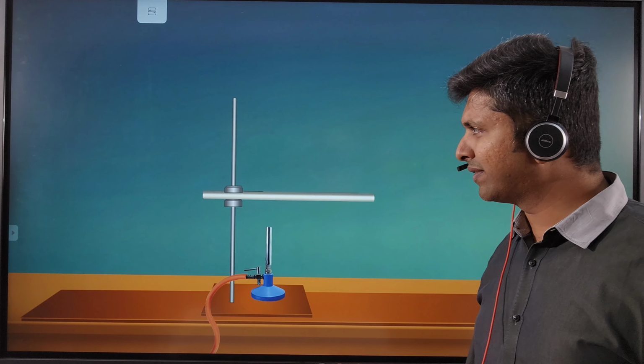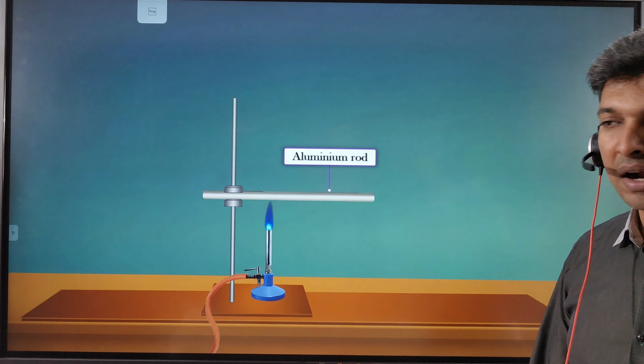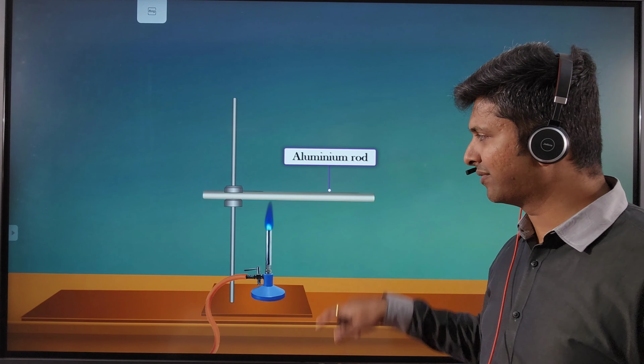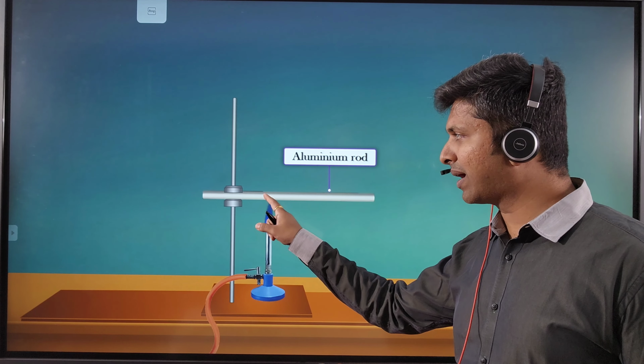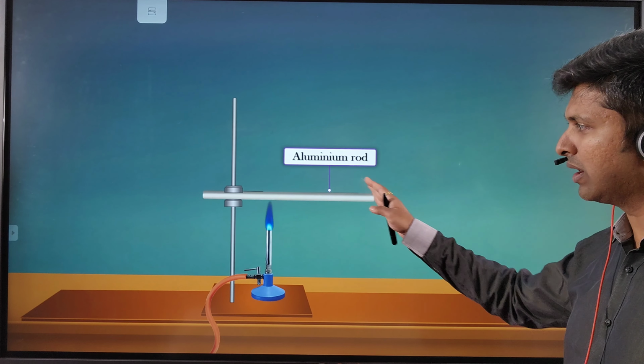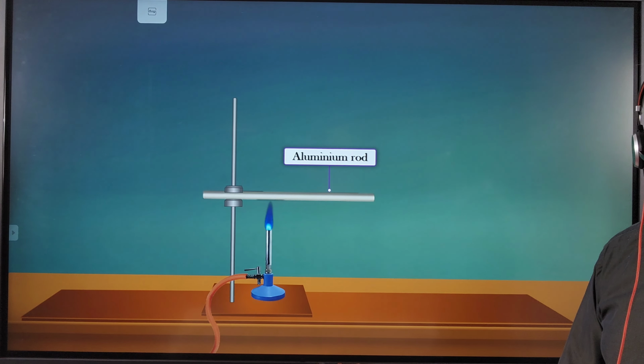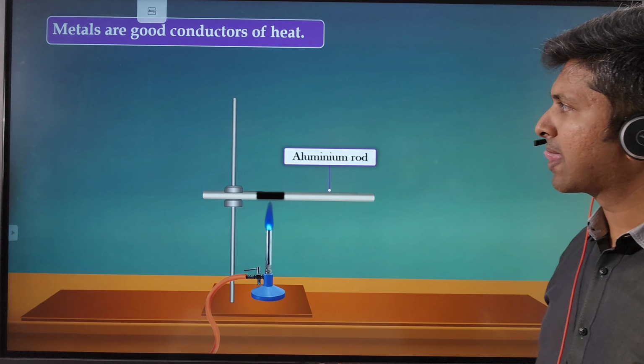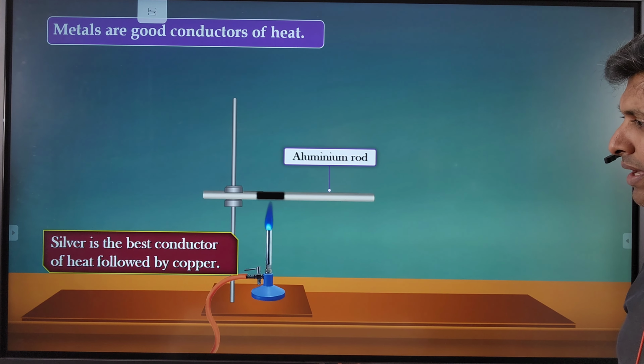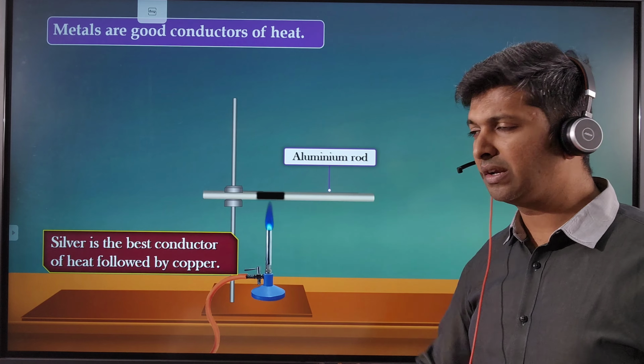Then metals also have a unique property of conducting heat. Say, for example, we have lit up a burner. Here we have an aluminum rod. When this part of the aluminum rod gets heated, slowly the heat will be passed on, and hence we can say that metals are good conductors of heat. Then we can also say that silver is the best conductor of heat, followed by copper.